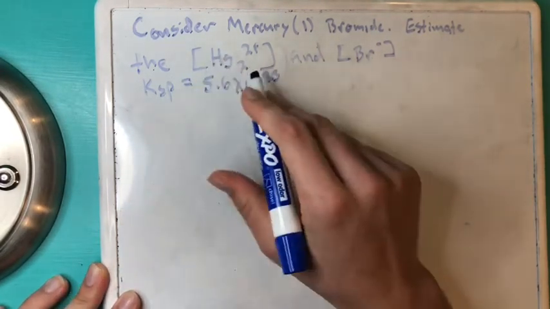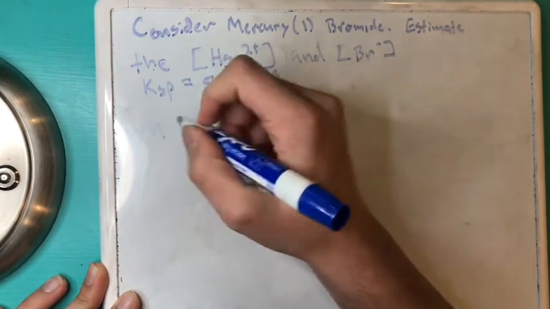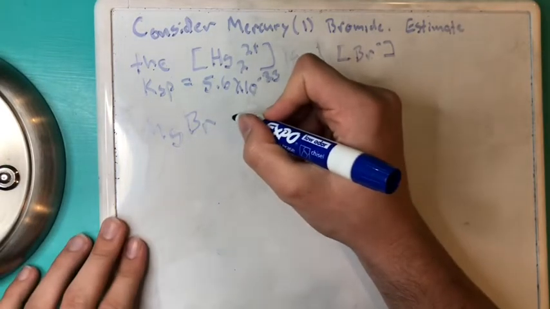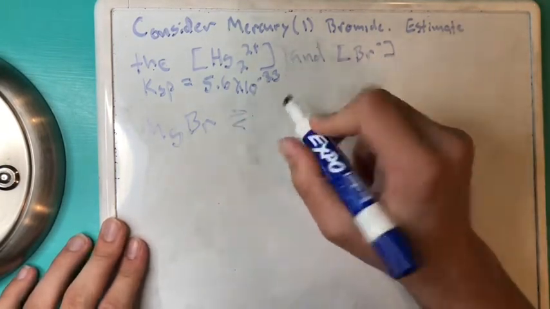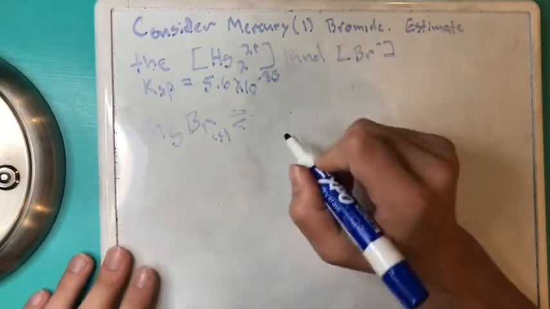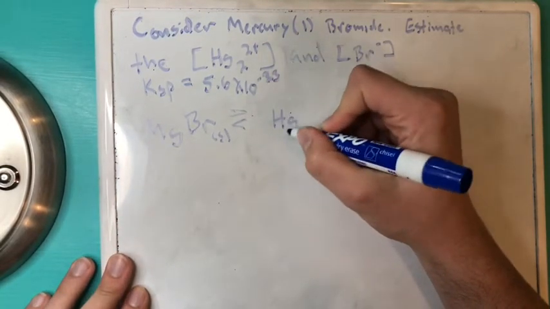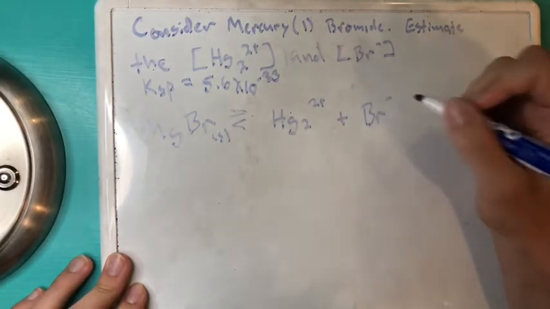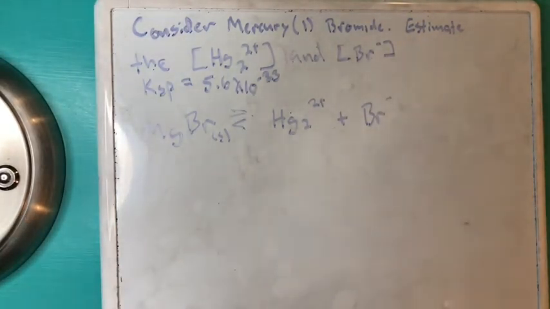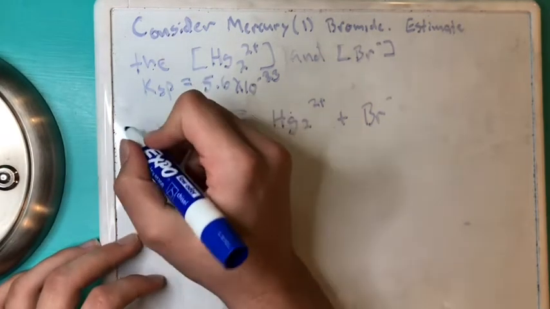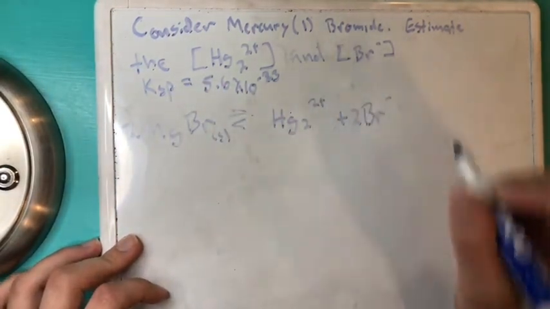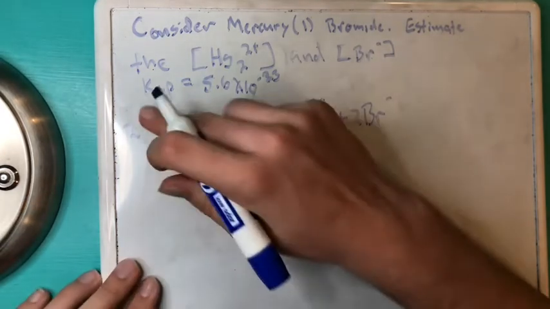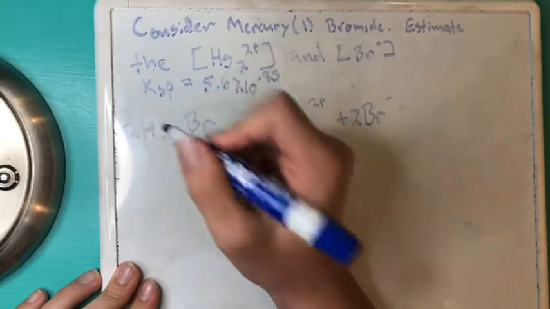So mercury(I) bromide is HgBr, and that is in equilibrium with, solid, I should add, Hg2 2+ plus Br-. So this obviously isn't balanced. So what we need to do here is put a 2 in front of here and a 2 in front of here to balance it. Oh, I wrote an M there. Hg.